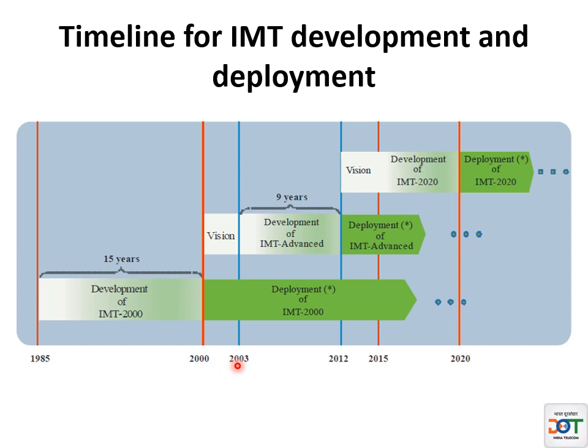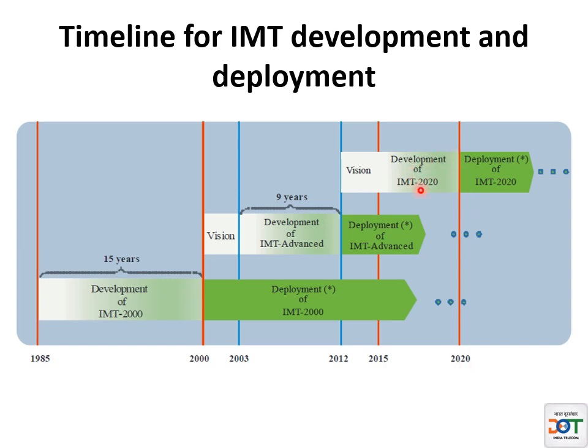During 2000 to 2003, a vision was created for IMT Advanced, that is 4G, and then it took almost 9 years to develop the specifications of IMT Advanced, and finally deployment started around 2012. Some networks, of course, started prior to this, some trials and some small scale deployments, and IMT Advanced is still going on. In parallel, during 2012 to 2015, ITU created a vision document for IMT 2020, which is now being marketed as 5G. The development here took around 5 years, from 2015 to 2020.